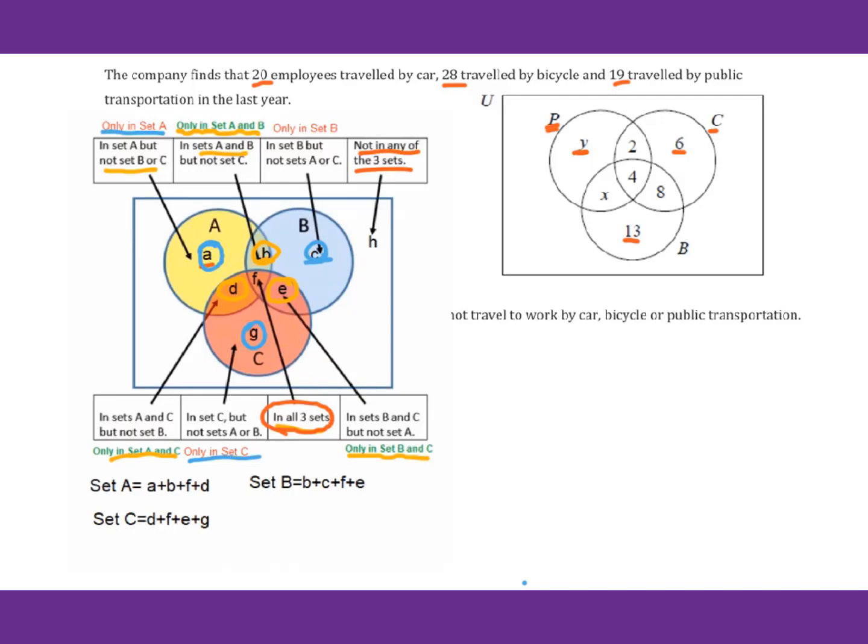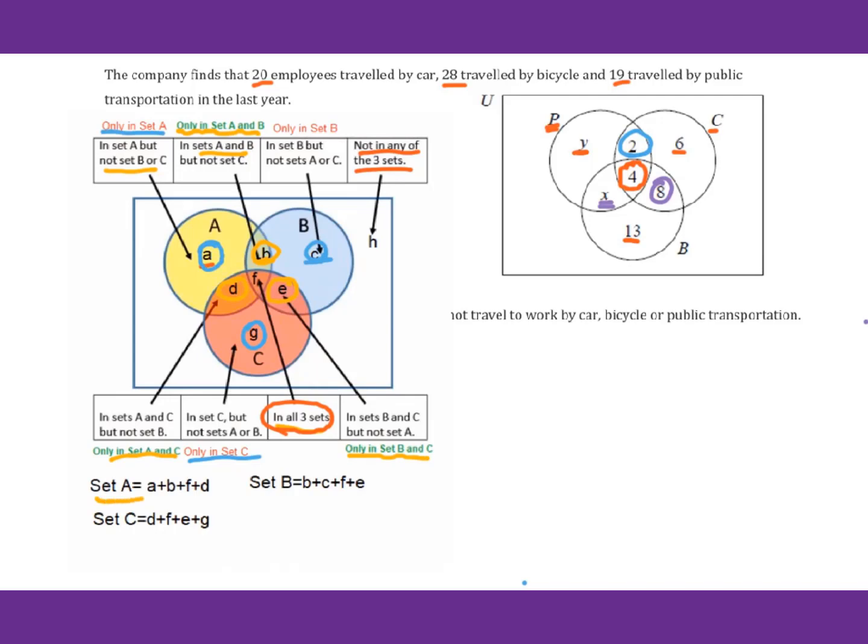For this 8 means those people who only take a bus and a car. For this X means those people who only take public transportation and bicycle. For this 2 means only take public transportation and a car. This 4 means they take all of these.